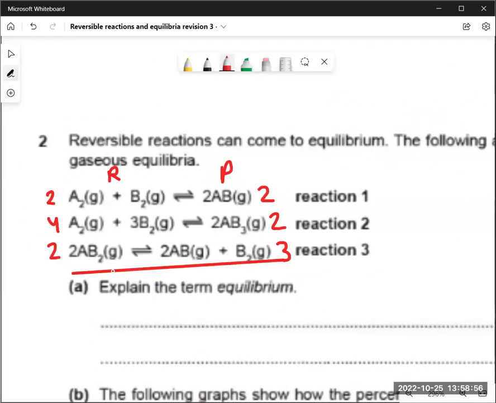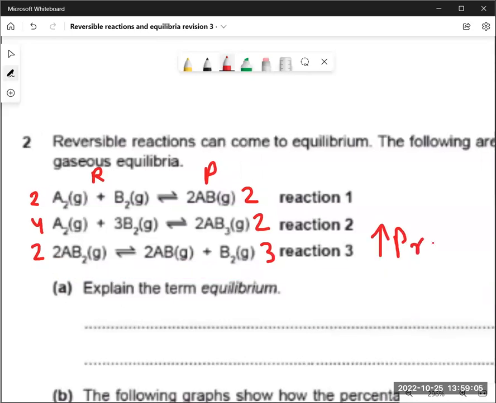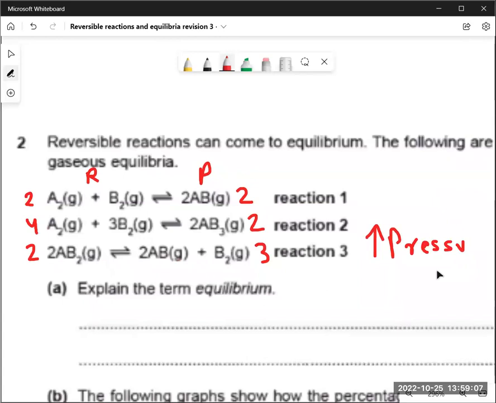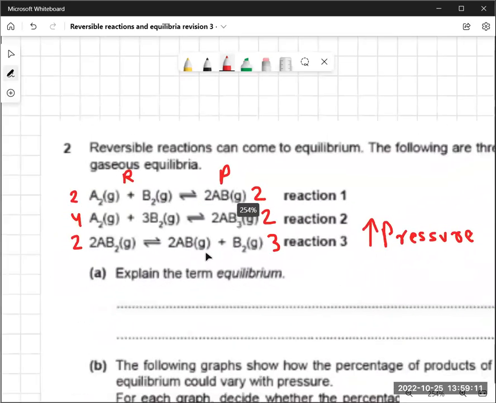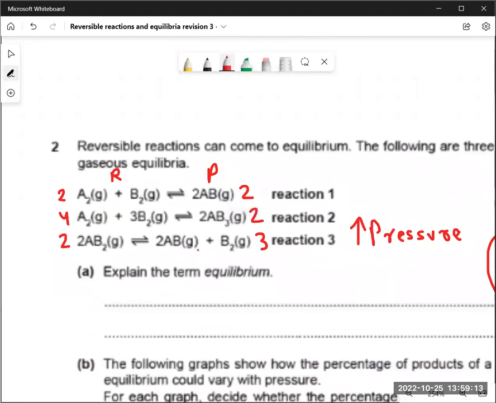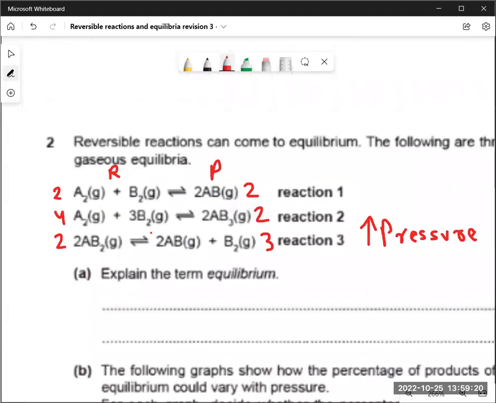So if I increase pressure, which side will be favored in reaction 3? Tell me. Is it like that? 2AB is the product, and the other one is the reactant. No, it's not like that, Anas. Always the forward one is the product. Is that clear? Yep, always the one in front, that's the product.